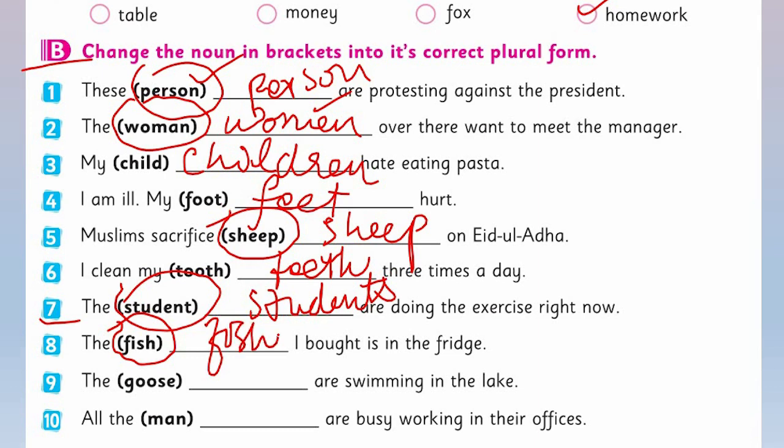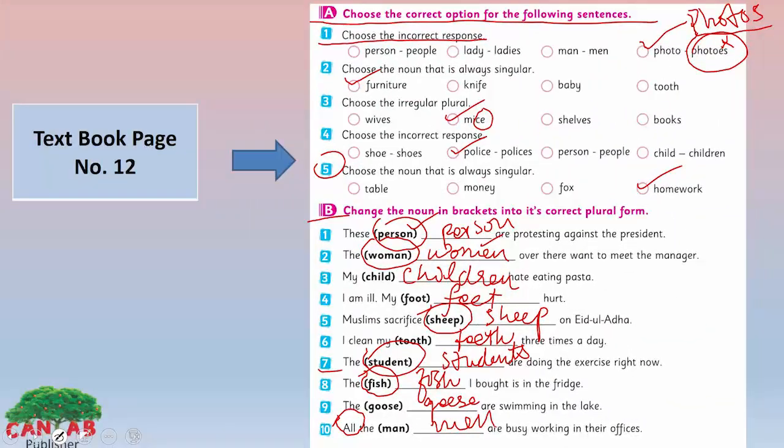Look at the ninth one. The goose are swimming in the lake. The plural form of goose will be geese. Look at the 10th one. All the men are busy working in their offices. Here, this is referring to a plural form, so we will change it by adding E instead of A here.